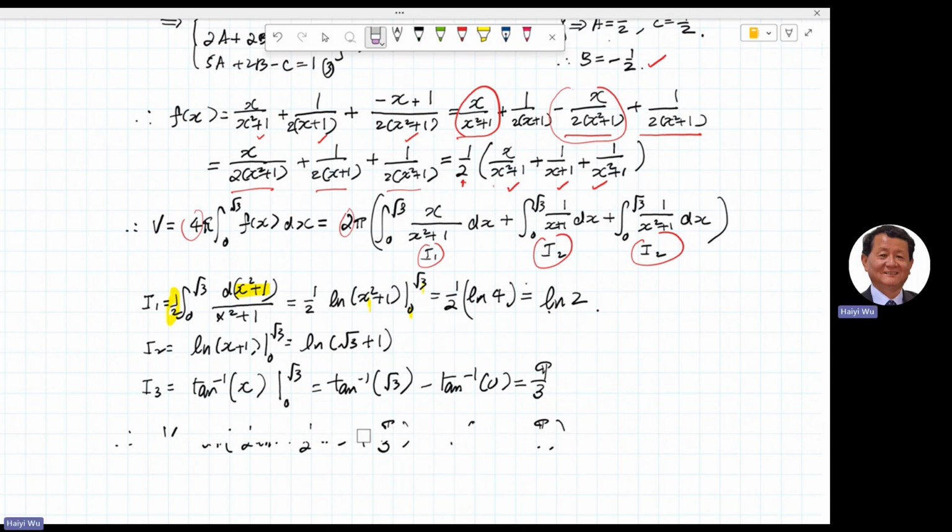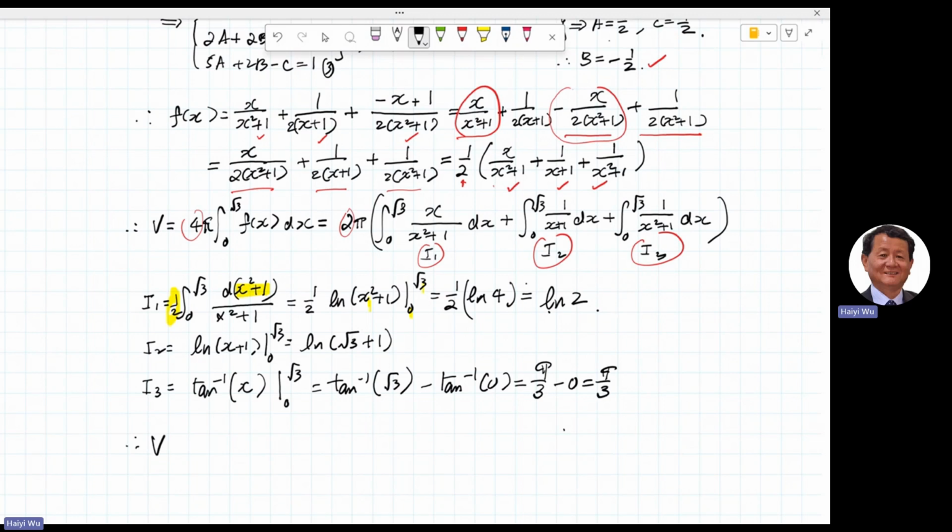Then for the third one, I'm going to use the formula sheet. I3 is inverse tan. Substituting square root 3 gives pi over 3, minus 0. So that's pi. Now I'm going to combine them together.